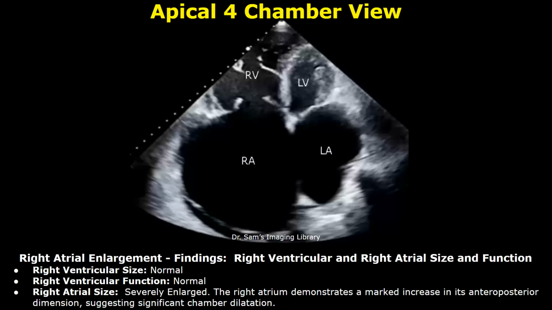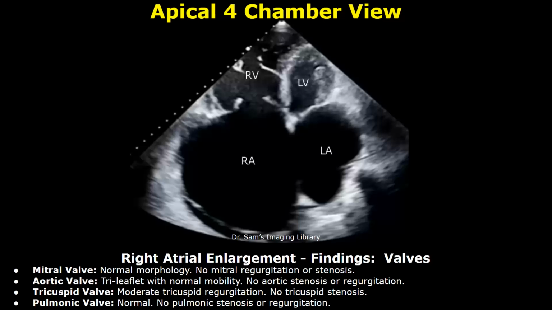These are the findings of the right ventricular and right atrial size and function. The right ventricle size is normal. The right ventricular function is also normal, but the right atrial size is severely enlarged. The right atrium demonstrates a marked increase in its anteroposterior dimension, suggesting significant chamber dilatation.